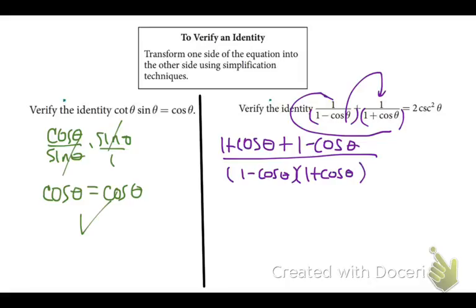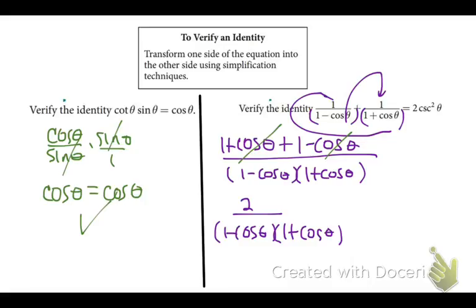Okay. Look at your numerator. What can we do? What happens to your cosine thetas? They cancel out, so you have 1 plus 1 or 2. So you're going to have 2 over the 1 minus cosine theta times the 1 plus cosine theta.